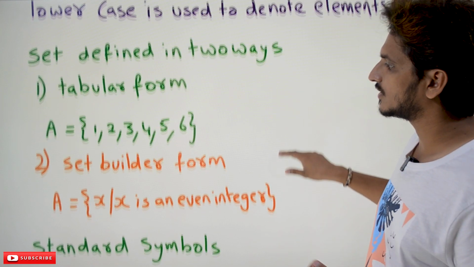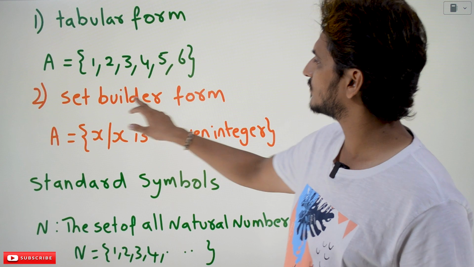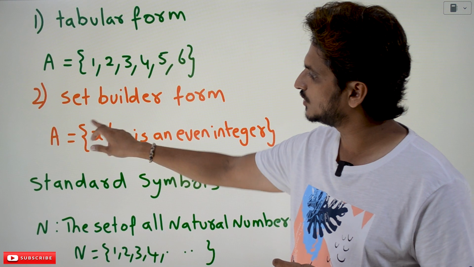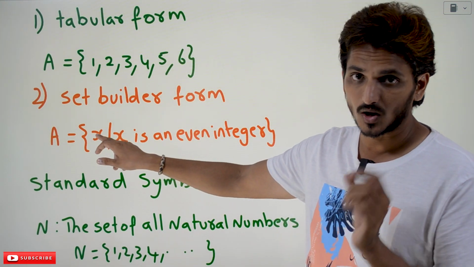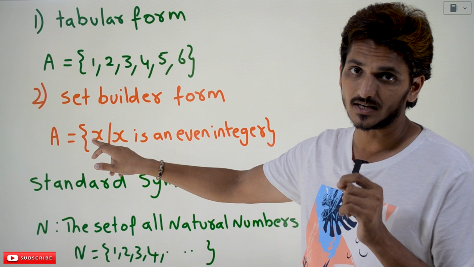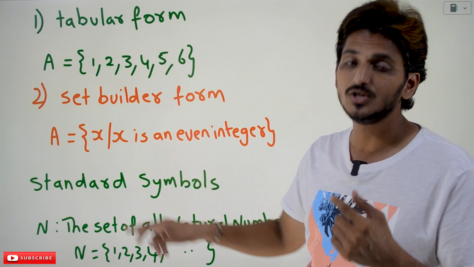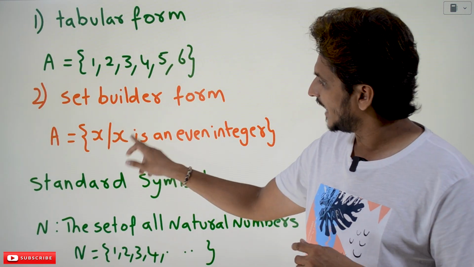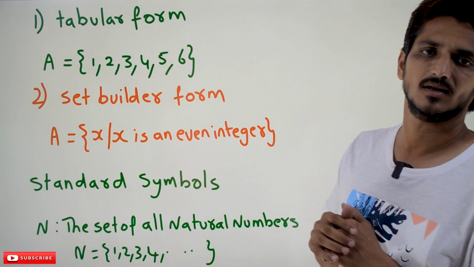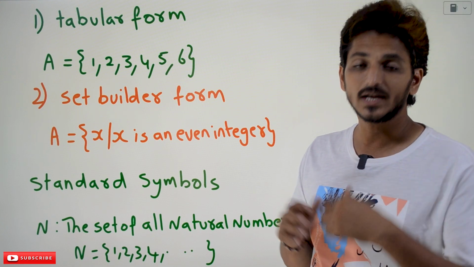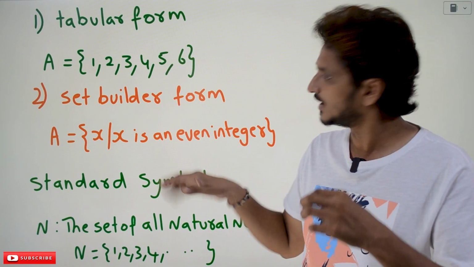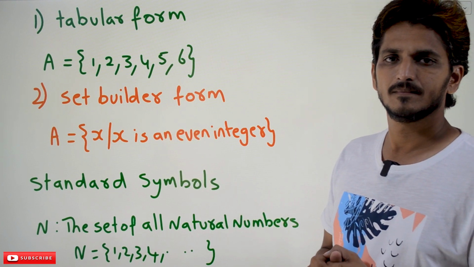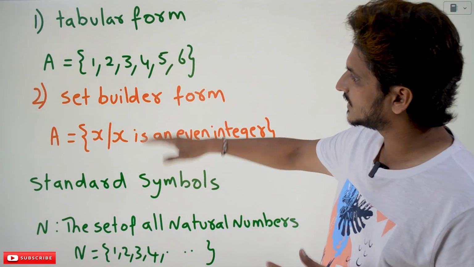Similarly, we use one more way, the set builder form. In the set builder form we go like this: set A equal to x. It's small because it is showing the elements in the set. Elements in the set are mentioned using lowercase. That's why small x, such that x is an even integer. You can take any even integer that belongs to this set. That is the meaning of this set. This is the second way to represent a set.